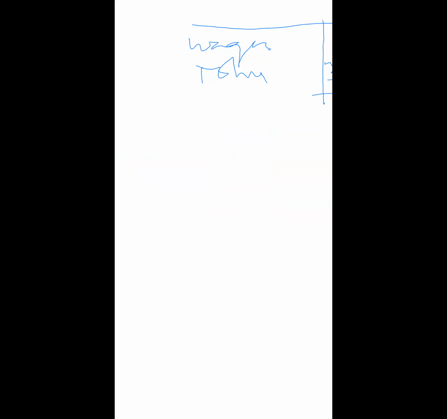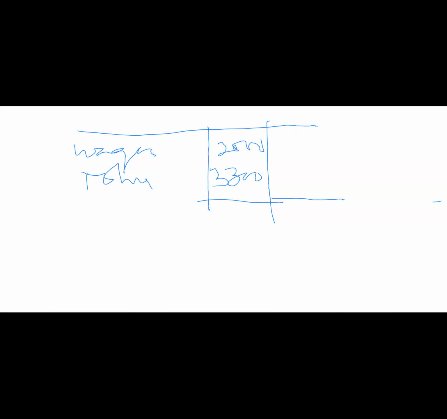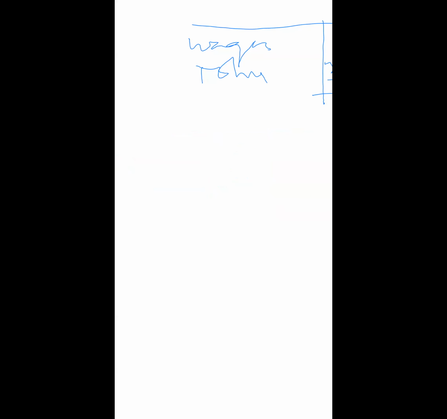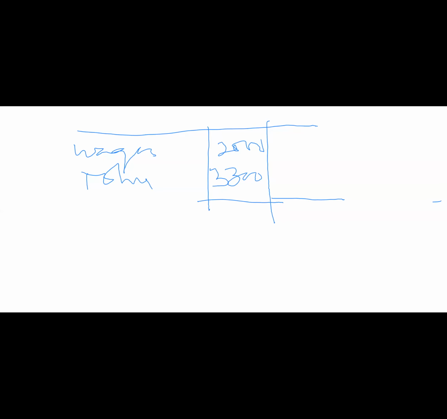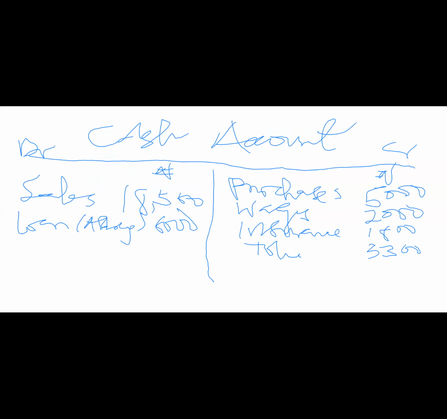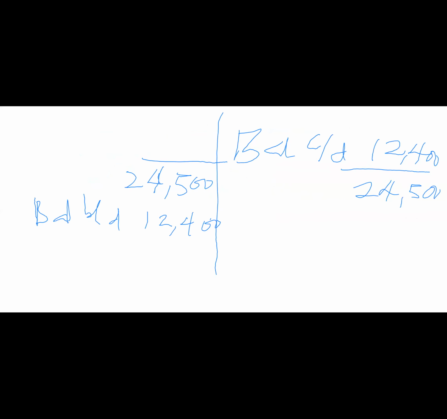I said that the 12,000 is gotten from the cash account balances. So if you look at it now, look here. You see a cash balance of what? Of 12,400. Can you see it here? So this is where we got it from.